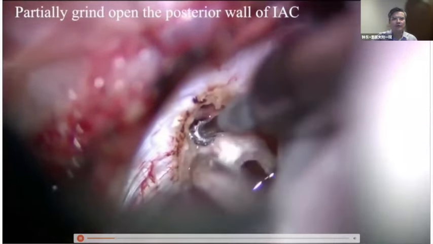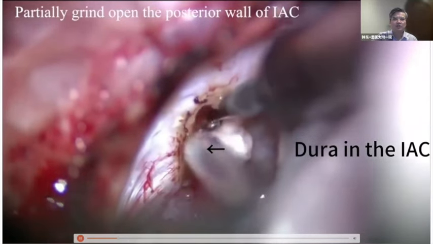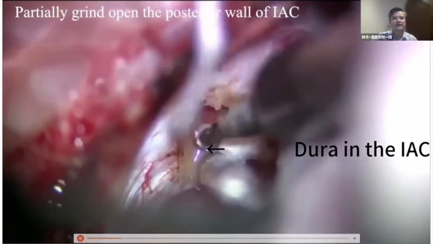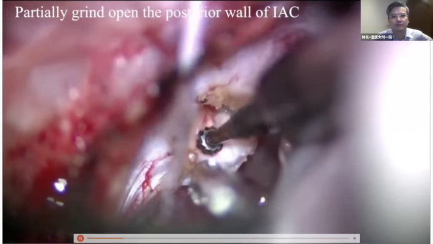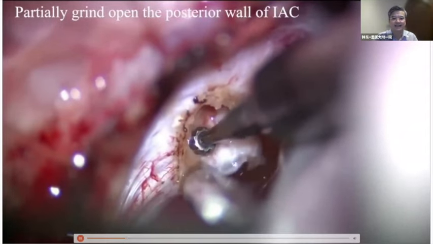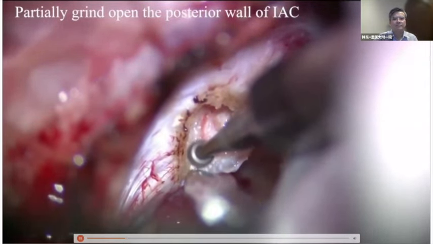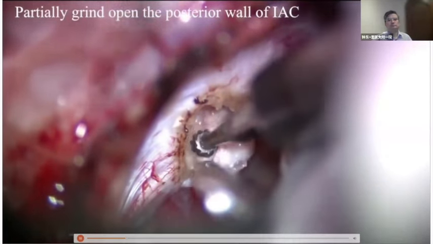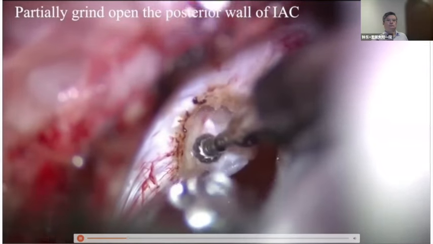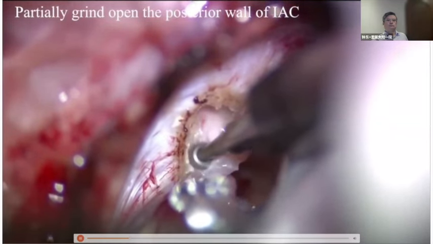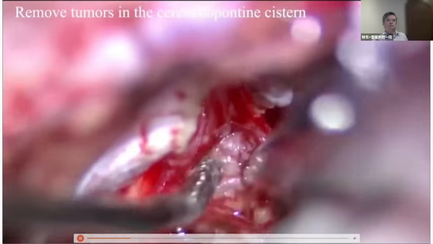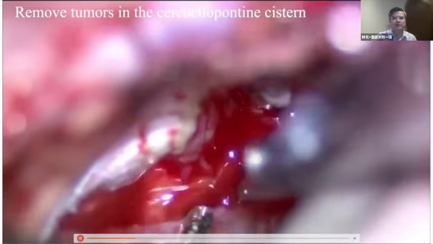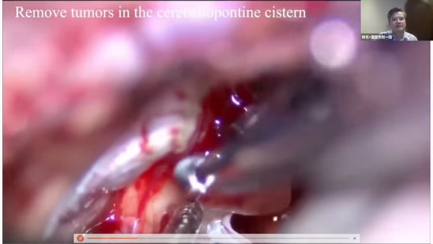In order to avoid damaging the functioning structures in petrous bone, such as semicircular canal, the drilling length of IAC via the retrosigmoid transmeatal approach is limited. We blunt dissected the adhesion between tumor and nerve in CPA.